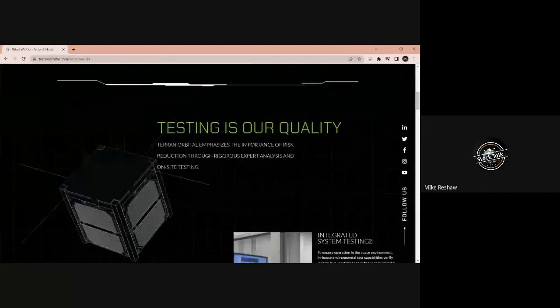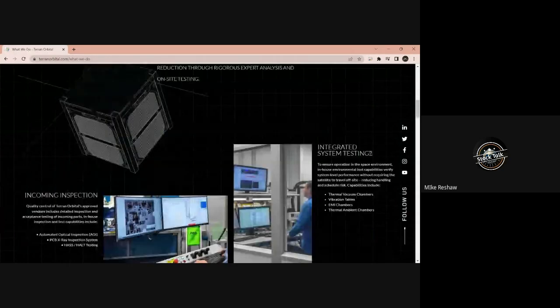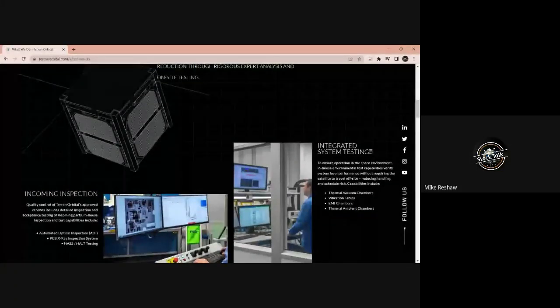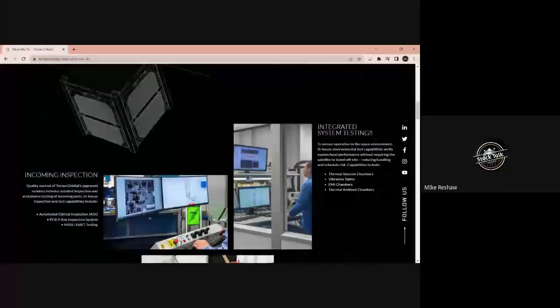They emphasize the importance of risk reduction through rigorous expert analysis and on-site testing. The integrated system testing is to ensure operation in the space environment, with in-house test capabilities to verify system-level performance without requiring the satellite to travel off-site, reducing handling and schedule risk. Capabilities include thermal vacuum chambers, vibration tables, EMI chambers, and thermal ambient chambers.